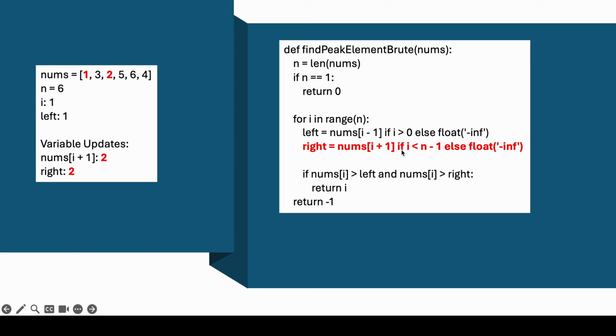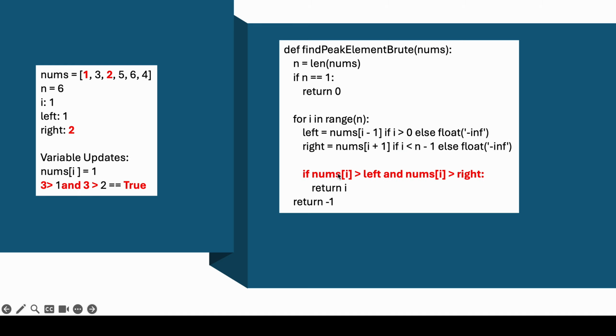So now again is 1 plus 1, which will give us 2. So we're going to get index 2. And there would be the value of 2 for right, based on the fact that 2 is less than n minus 1. So now we're going to evaluate. Is 3 greater than 1? Yes. And is 3 greater than 2? Yes. So we found our value, and it's going to be at index 1, which would be 3. We're going to be returning 1 as the answer, since that's what we're asking for.